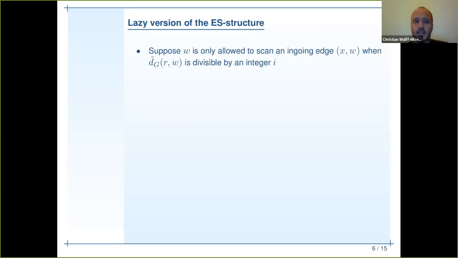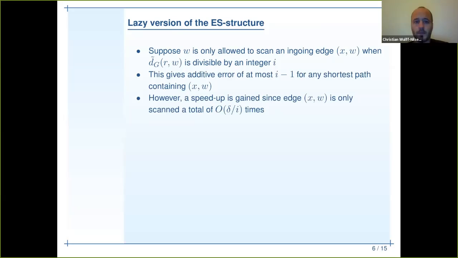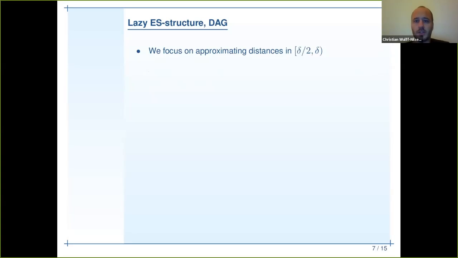But we're not interested in exact distances, so let's do something more lazy. Suppose that W is only allowed to scan an ingoing edge xW when the distance estimate from R to W is divisible by some integer I. This integer I can depend on this particular edge. Then you can show that this gives an additive error in the distance of at most I minus 1 for any shortest path distance that contains this edge. On the plus side, we gain a speed up, because now this edge only needs to be scanned order delta over I times instead of order delta times. So let's see how we can use that for DAGs.